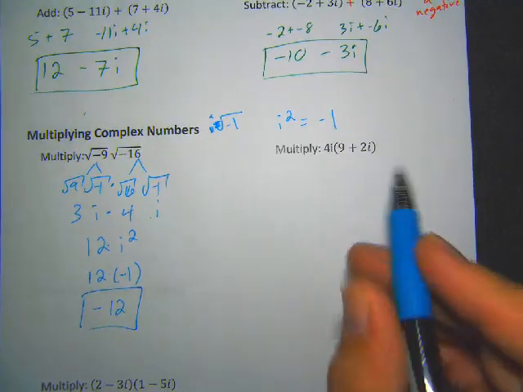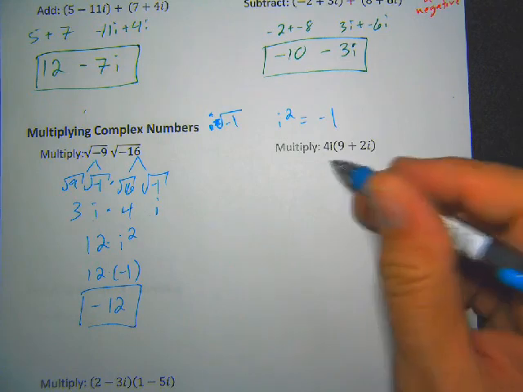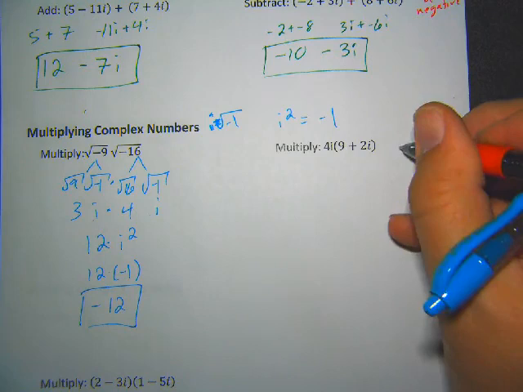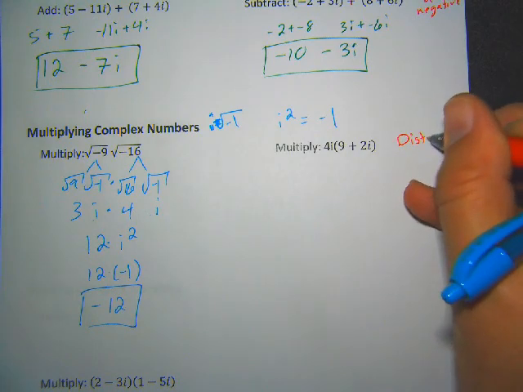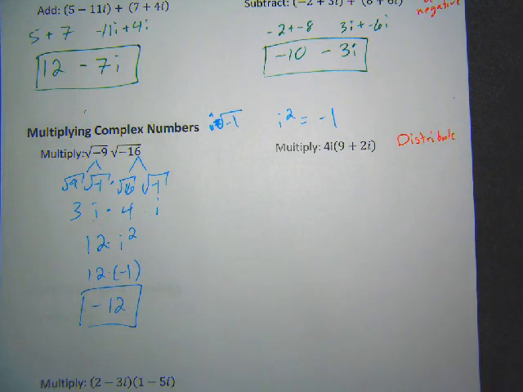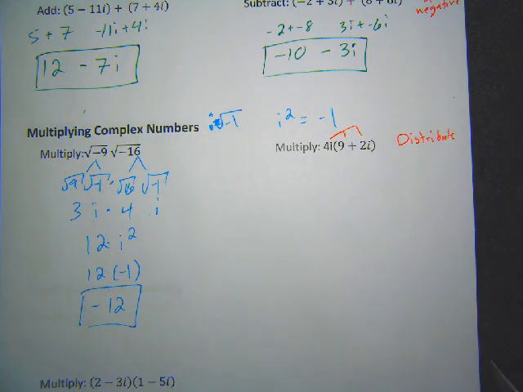Okay, let's try another one. This one, we got our i's out already, they're already there. Now I want to multiply. Now notice there's parentheses here, so as soon as you see parentheses like this, you should think distribute, right? Whenever you have multiplication with the parentheses, you should always think about distributing. So distribute the 4i to both parts like this, multiplying 4i to the first part, 4i to the second part to get my answer.